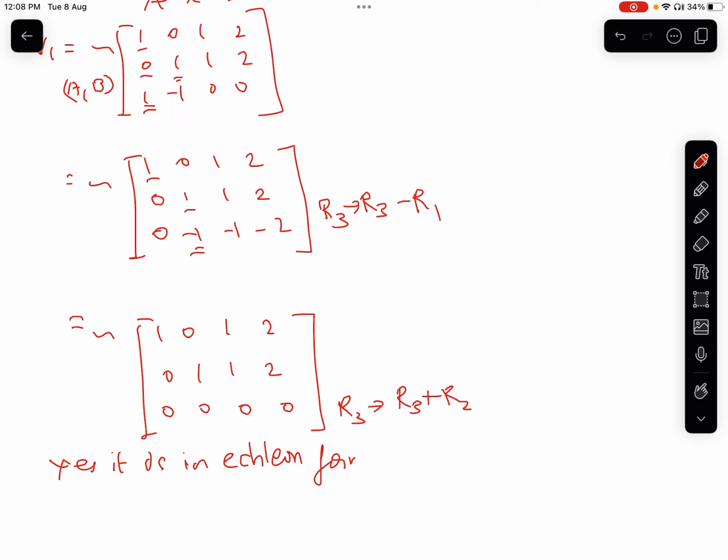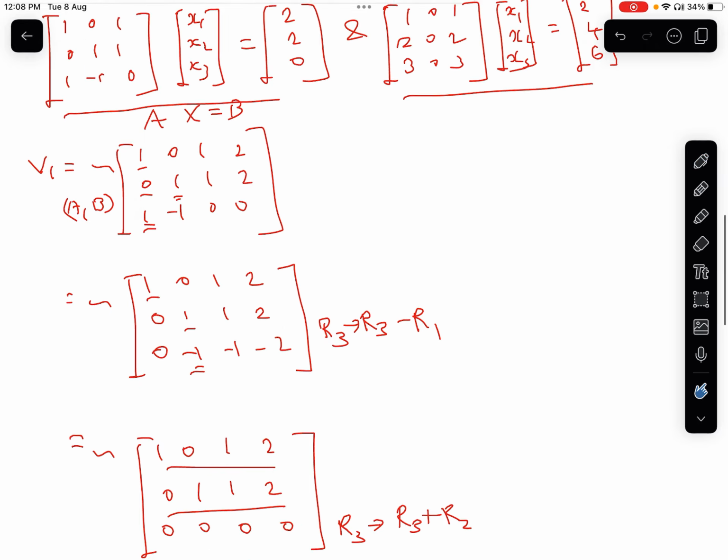Fine. Now they have asked the dimension of V1. Since dimension is nothing but the rank, for the dimension of V1, how many non-zero rows are there? This is the first row, second row. These are the non-zero rows. Therefore, two non-zero rows are there, so the dimension of V1 is 2. Okay. Now, let's have a look at the other matrix representation.